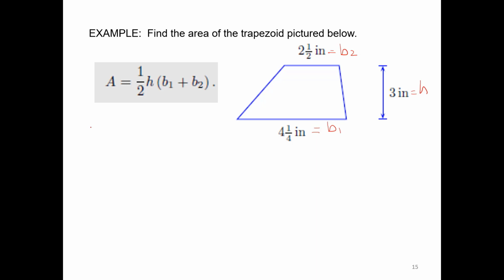Now we just replace these values into the formula to calculate the area of the trapezoid. Then the area equals 1/2 times the height, and the height is 3 inches. We will just write the units at the end. This is multiplied by b1, which is 4 1/4, plus b2, which is 2 1/2. And we can just multiply this one: 1 times 3 is 3, 2 times 1 is 2.